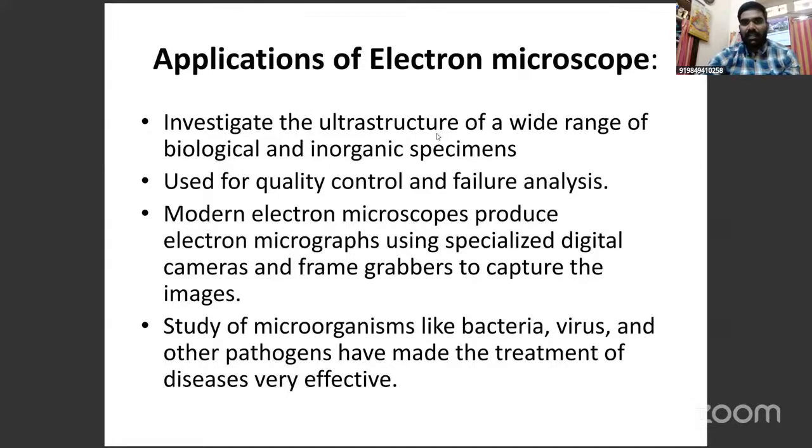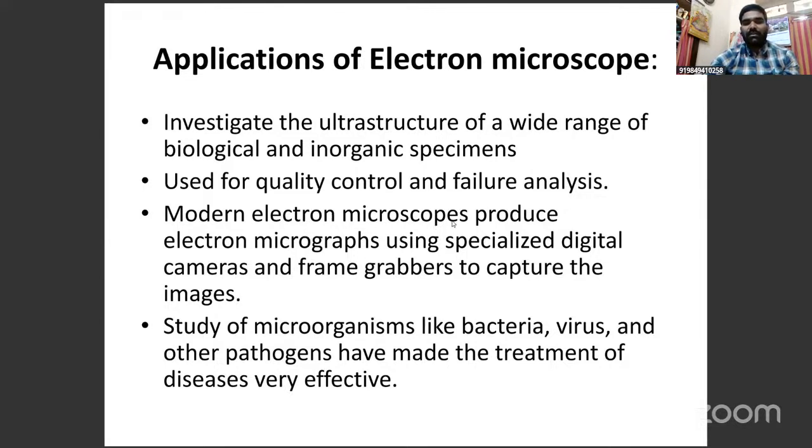It is used to investigate the ultrastructure of a wide range of biological and inorganic specimens. Biological and inorganic specimen structure can be investigated using this electron microscope. It can also be used for quality control and failure analysis.